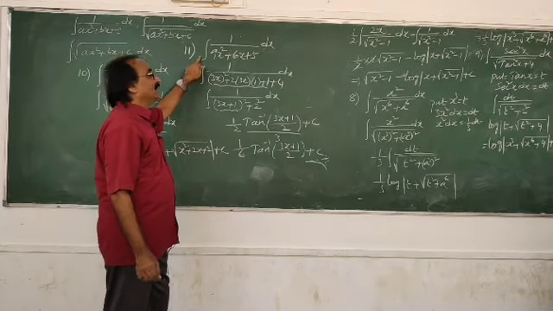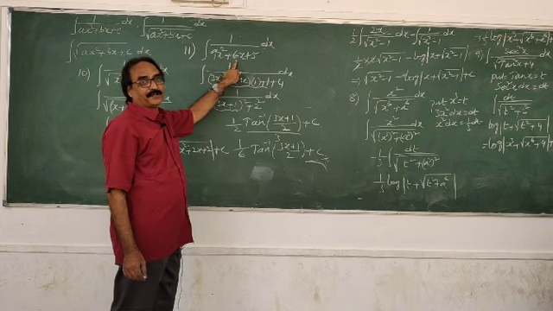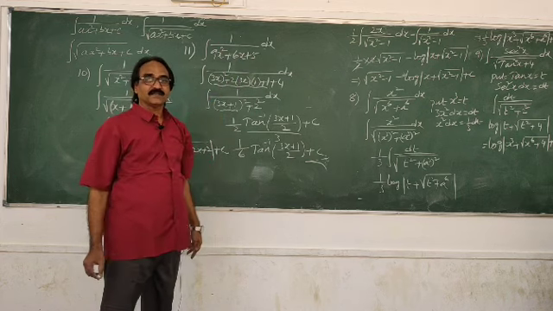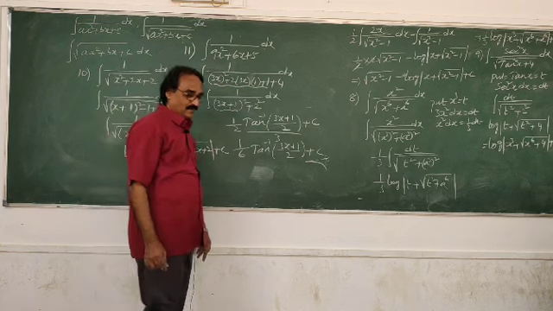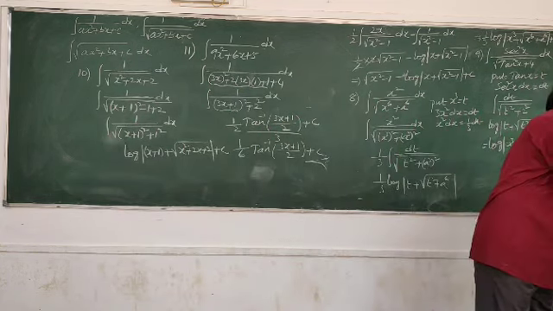Here take 9 common. X square plus 6 by 9, 6 by 9 means 2 by 3, X plus 5 by 9. So as usual, as what I said, you can do it. Any other problem, if a fraction comes, we will do it once again. You do that one as a practice by taking 9 common.